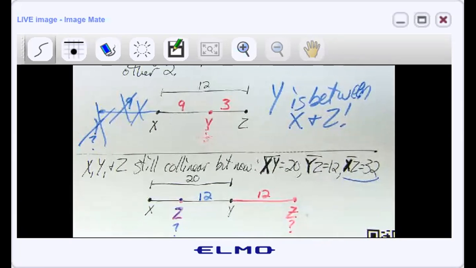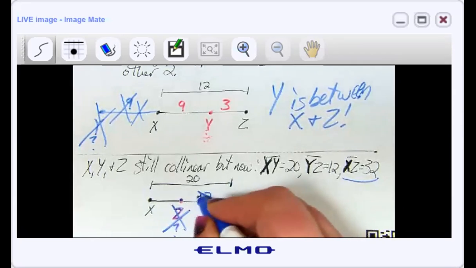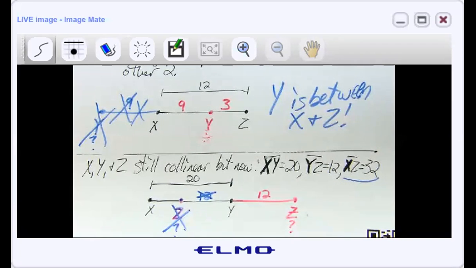XZ has to be 32. So if XZ is going to be 32, this one wouldn't make any sense because that would only be 8, right? I know that this is 20. So if this were going to be 12, that would leave XZ to be 8, and that's not what it is. So the blue one doesn't work out here. But the red one does, because you can see from X all the way to Z, it really is 32.